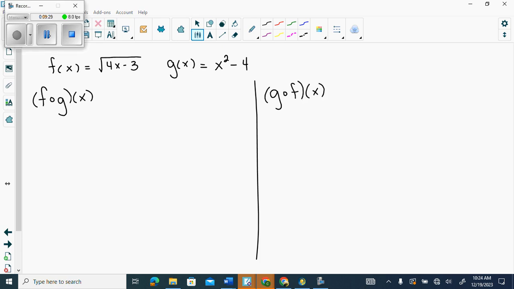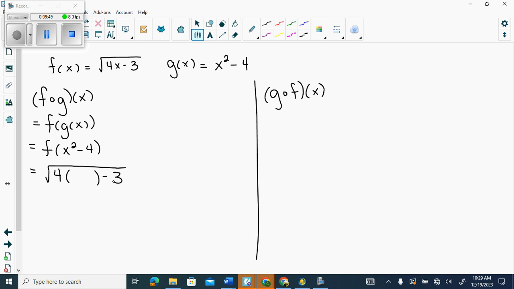Go. So here we have to rewrite it as f of g of x. Then we put g in, so we get f of x squared minus 4. And then we're going to get the square root of 4 times x minus 3. X just happens to now be what? X squared minus 4. So I literally take the function f, and I put brackets where x would be, and then input my function. Right? That's all I'm doing. Nothing crazy. Everyone agree?